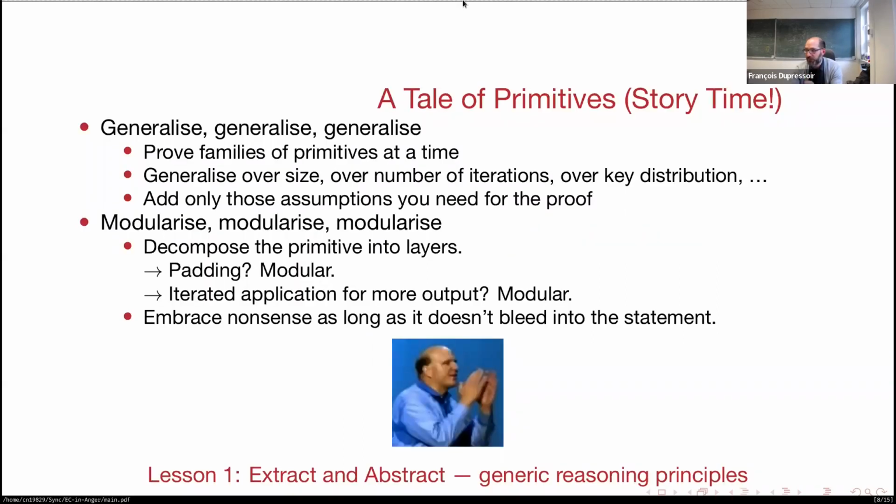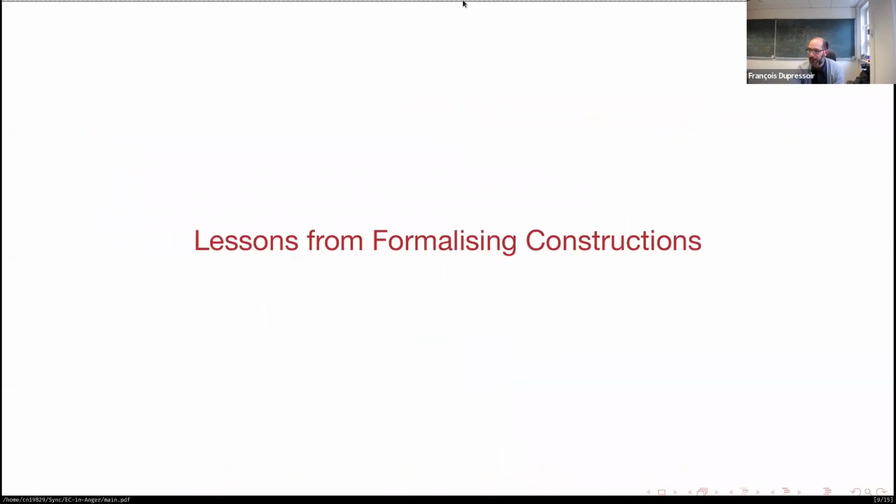So that's it for primitives. The main thing is, as soon as you've got something that looks like a proof principle that can be reused, abstract it away, make it a library. Even if you don't contribute it to EasyCrypt, keep it in your pocket. It'll be useful again next time. And then we can move on to constructions.